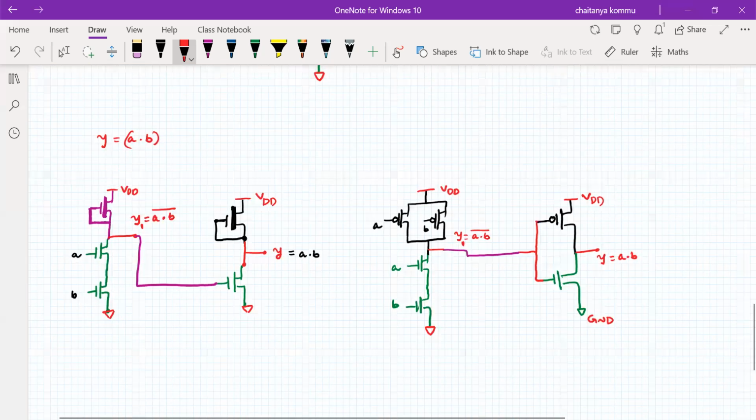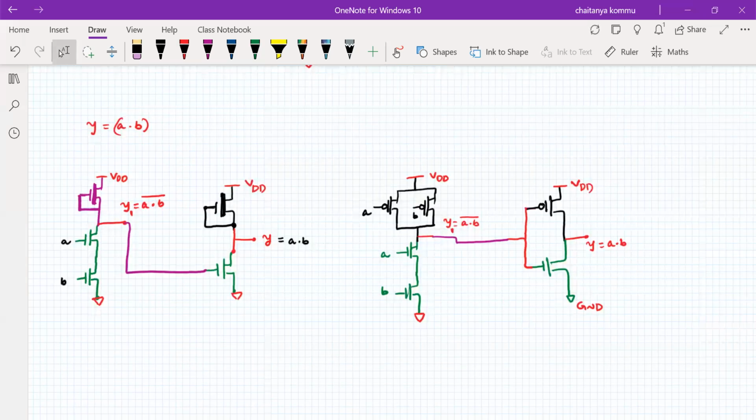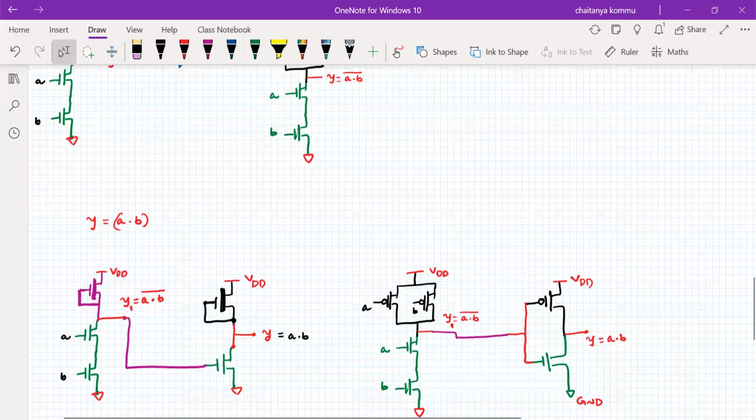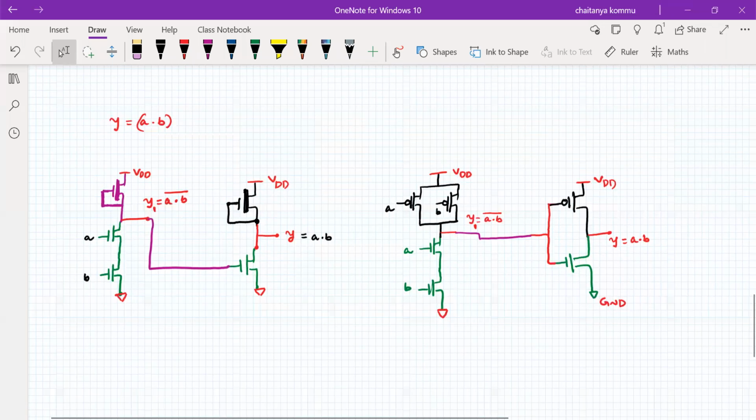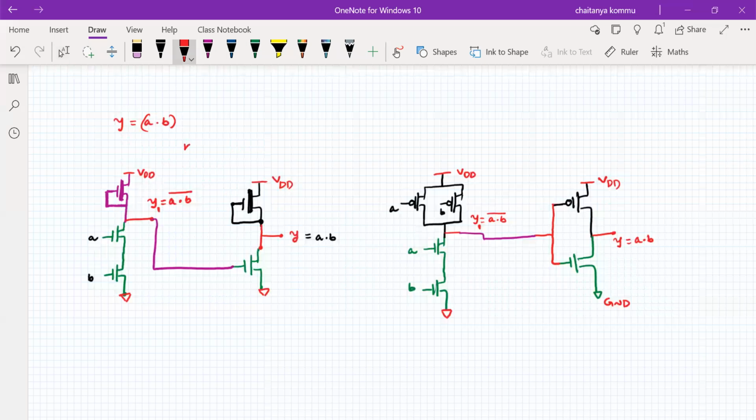So you have to understand this concept clearly. Otherwise, you can easily lose marks in your examination. Okay. So this is NMOS technology. This is CMOS technology.